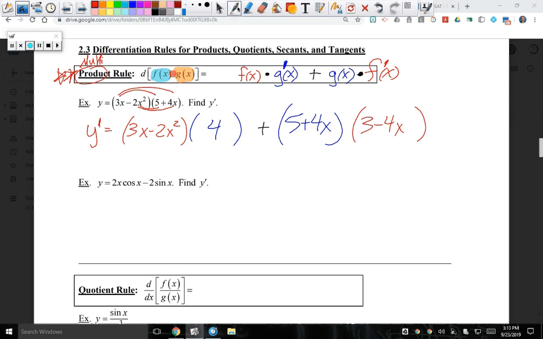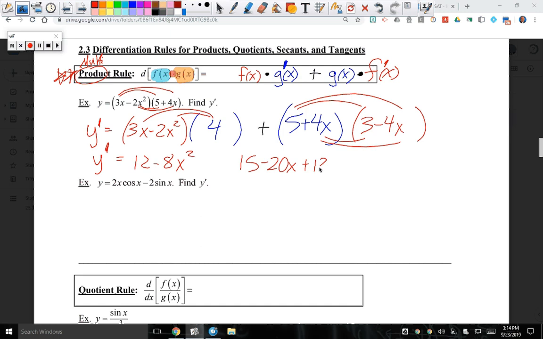Okay, so distributing this, we have 12x minus 8x squared. And distributing this, we have 15 minus 20x plus 12x minus 16x squared. I'm adding. So as of right now, is my answer still correct as written? It actually is still correct.